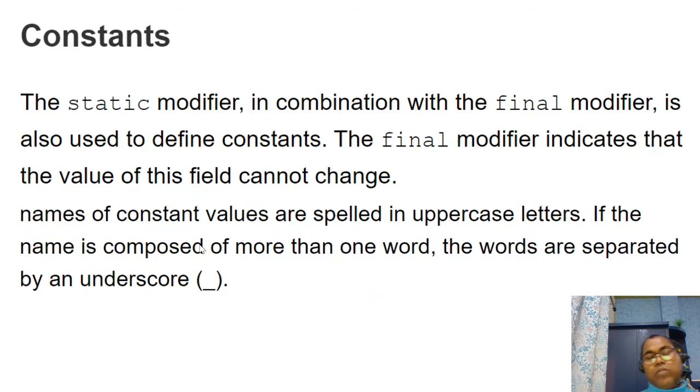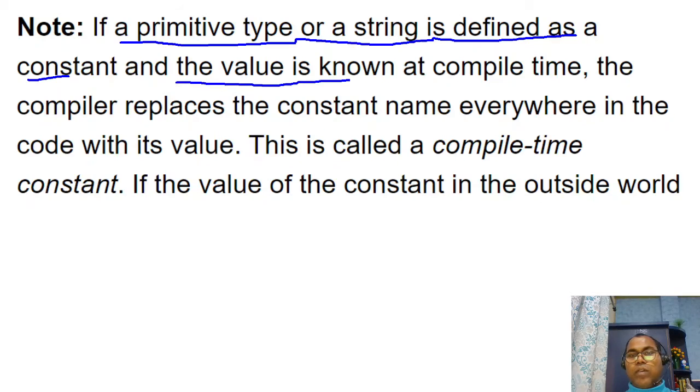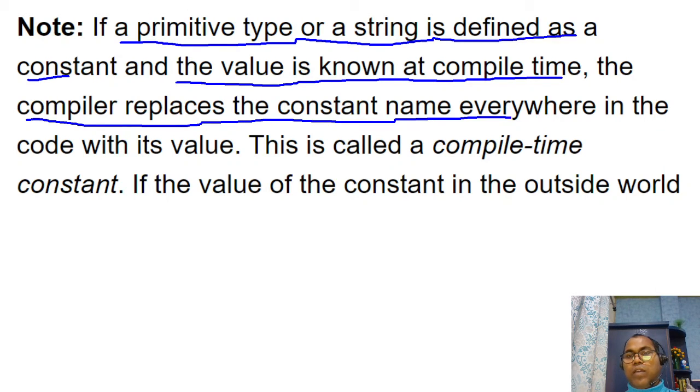So static is generally used to declare a constant with a final modifier. And note one thing that is very clear: if a primitive data type or a string is defined as a constant, then the value is known at compile time, and the compiler replaces all the constant names everywhere in the code. This is also called a compile time constant.